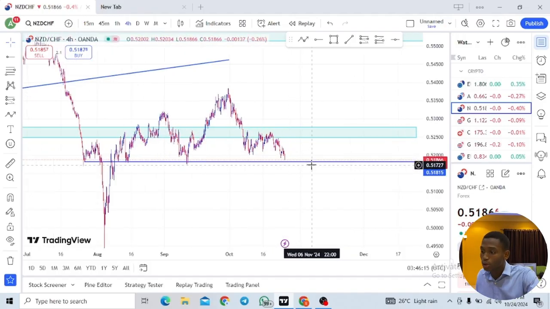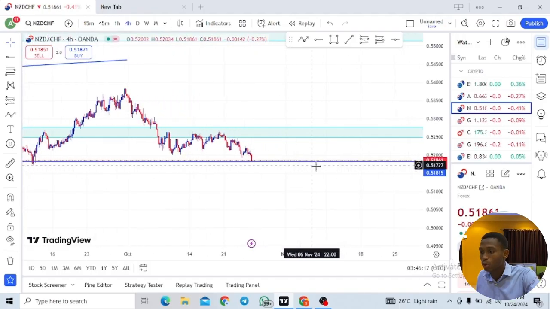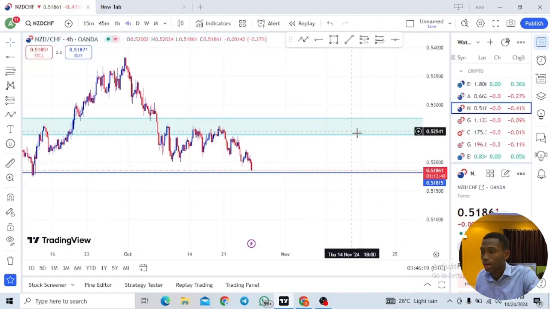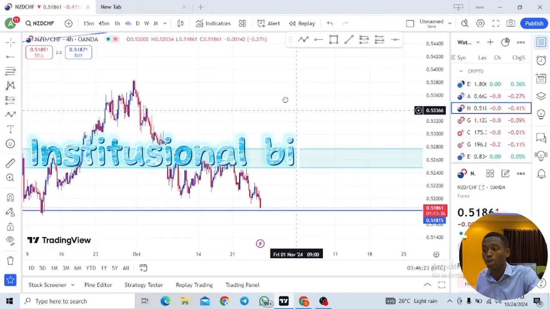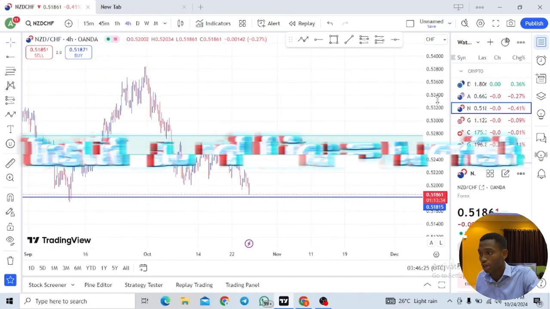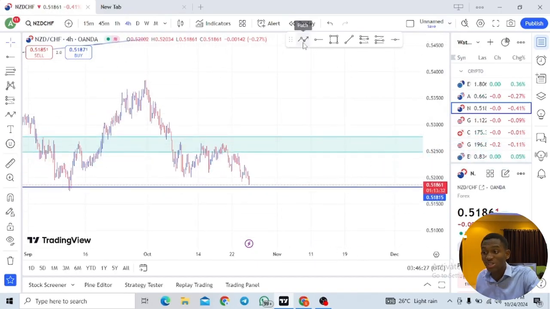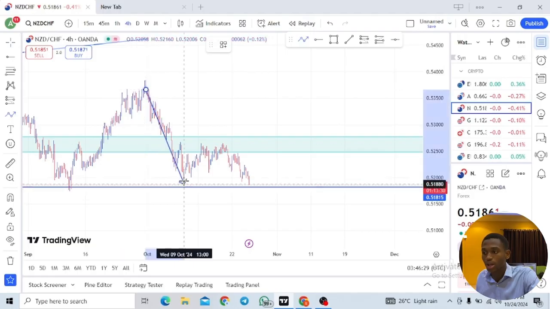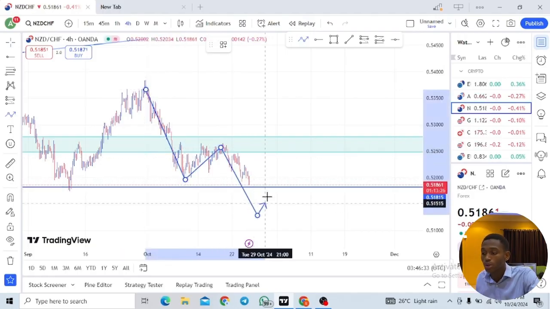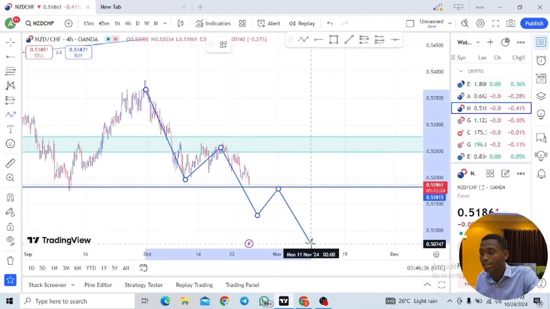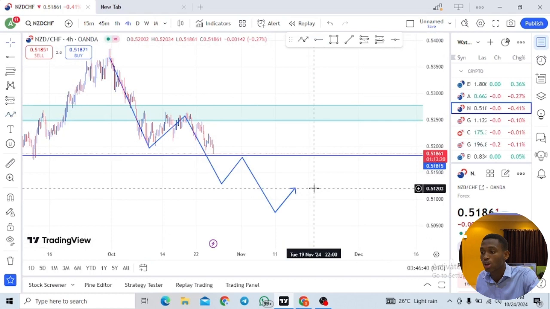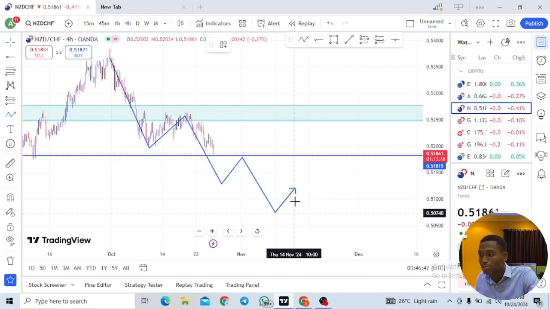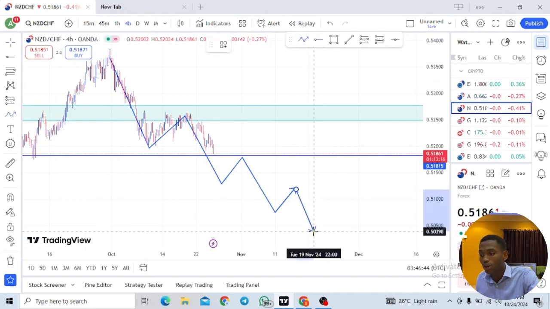So, maybe the next thing the market may want to do right now is, due to the fact that it is on a downtrend, so our institutional bias is bearish, the market will still continue doing this. Look at what the market is going to do. Lower lows, lower highs, lower lows, lower highs, and so on and so forth. So it's going to continue this bearish move, lower lows and lower highs.